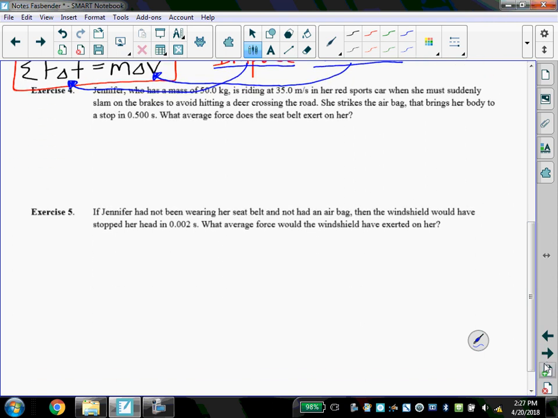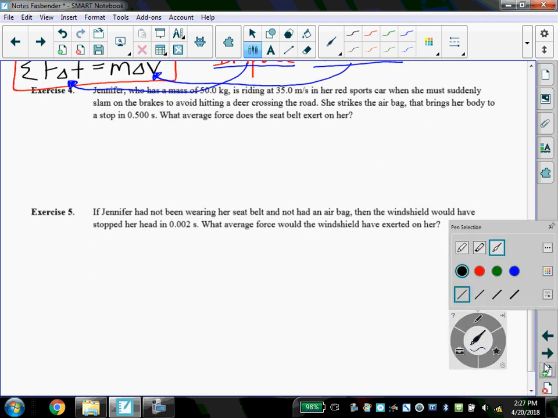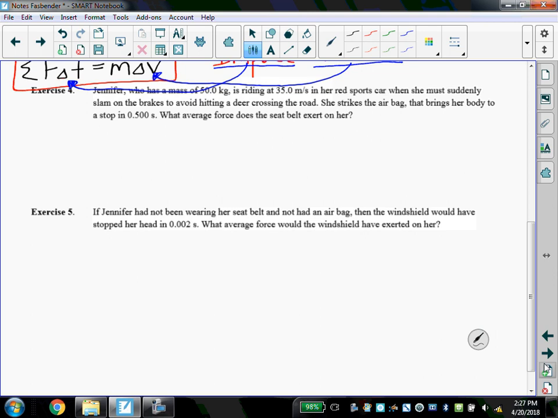So to practice this idea of impulse a little bit, we're going to do a couple practice problems. Exercise 4, Jennifer, who has a mass of 50 kilograms, is riding at 35 meters per second in her red sports car when she suddenly must slam on the brakes in order to avoid hitting a deer crossing the road.